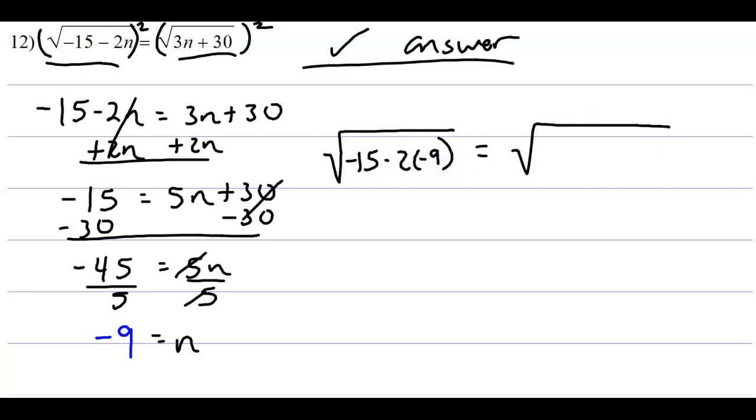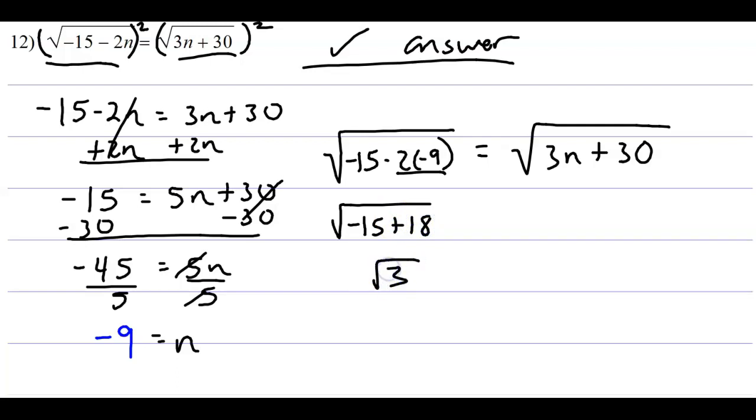And what you should observe is that after you plug it in, you should end up with a true statement, but you shouldn't end up with any imaginary numbers. So, for instance, negative 2 times negative 9 is going to be positive 18. And positive 18 and negative 15 makes 3. So we have the square root of 3 there.